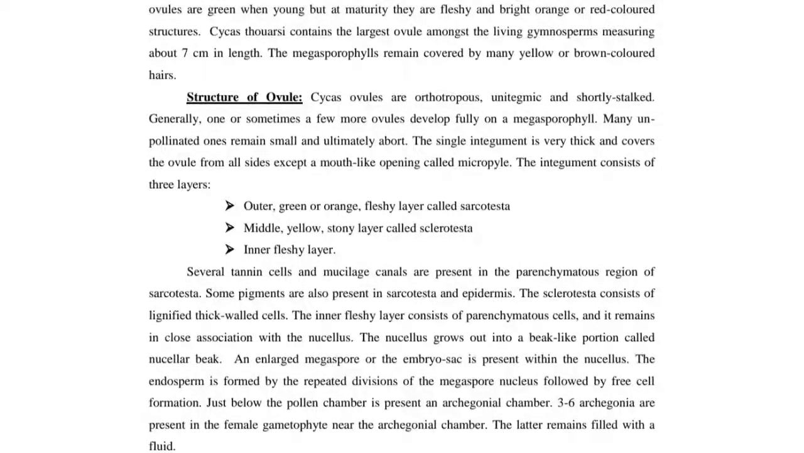The nucellus grows out into a beak-like portion called the nucellar beak. An enlarged megaspore or the embryo sac is present within the nucellus. The endosperm is formed by the repeated divisions of the megaspore nucleus followed by free cell formation. Just below the pollen chamber is present an archegonial chamber. 3 to 6 archegonia are present in the female gametophyte near the archegonial chamber. The latter remains filled with a fluid.